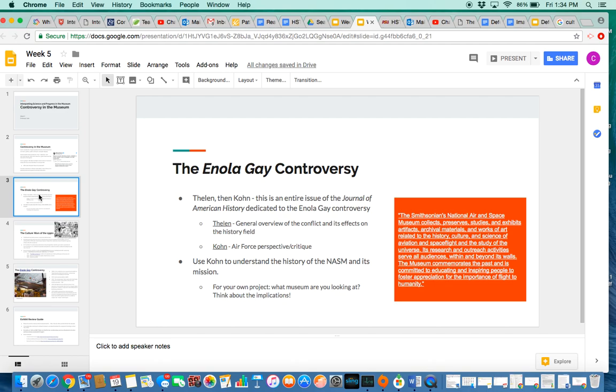When you read Cohn and Thielen, but Cohn really more so, use him to understand the history of the National Air and Space Museum and its mission as a key piece for why this exhibit ends up failing. And it's something to keep in mind as you think about a museum where you would want to do your own project. Just because there's a museum that's focused on your topic does not mean that they're focused on presenting your topic in the way that you would like to present it. And so, as you'll see with this controversy, it may not be the best fit for what you're trying to achieve.